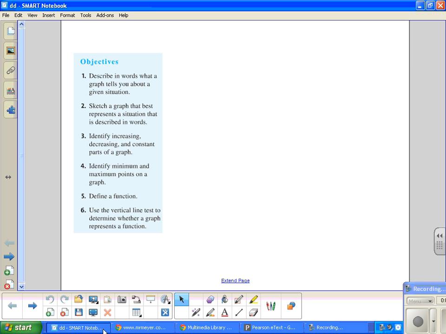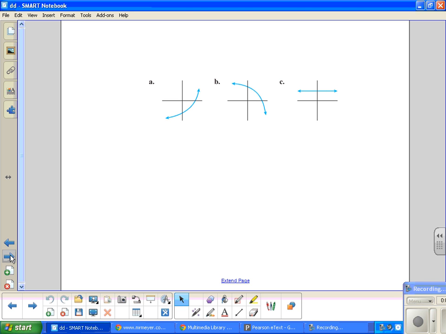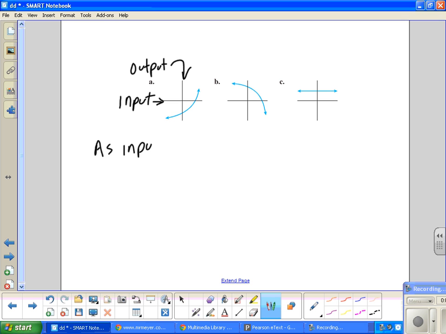the objectives. Here's a couple graphs that you should be able to describe, and we're going to describe these kind of abstractly. So you don't really know what the variables are here, but we do know that the x-axis is representing the input, and the y-axis is representing the output. This one looks like we could describe it by saying as input increases, output also increases.